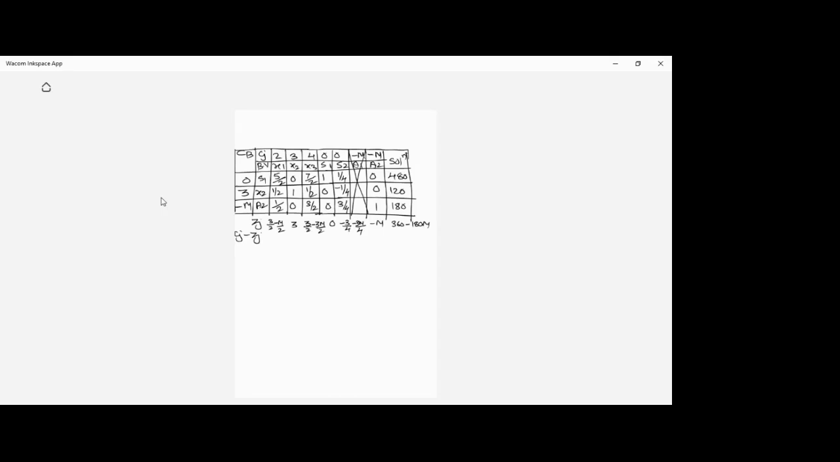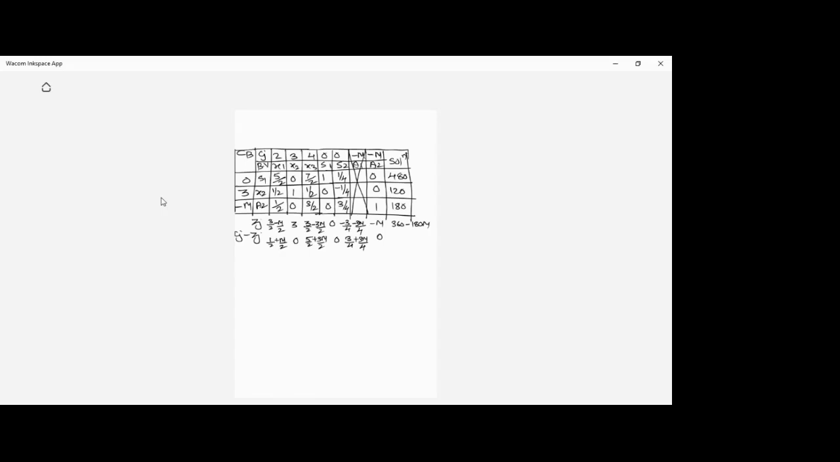So for finding the Cj minus Zj value, it will be 2 minus 3 by 2 plus m by 2. So it comes out to be 1 by 2 plus m by 2. Here it is 3 minus 3, that is equal to 0. It is 4 minus 3 by 2 plus 3m by 2, so it comes out to be 5 by 2 plus 3m by 2. Next it is 0 minus 0, that is 0. It is 0 minus 3 by 4 plus 3m by 4, so it will be 3 by 4 plus 3m by 4. Next it is minus m plus m, it will be equal to 0.